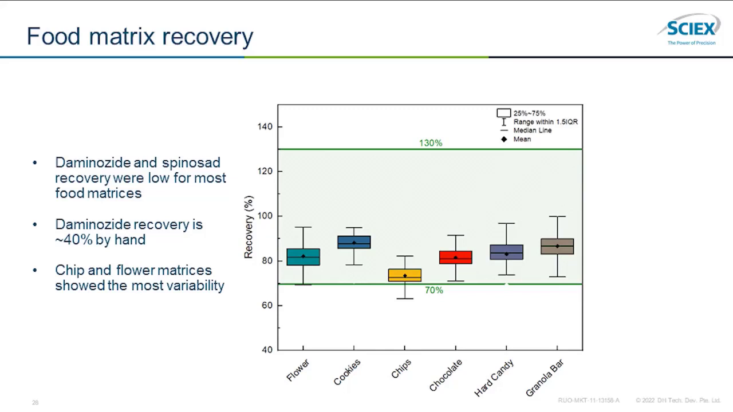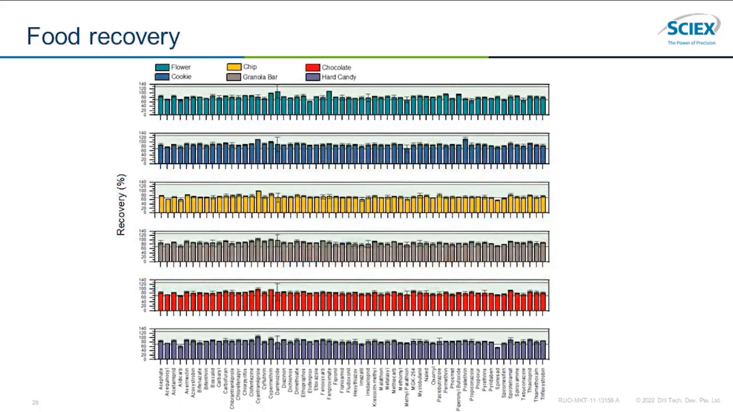Daminozide recovery was about 40% by hand, so it's actually better using the CEM Edge. Daminozide can be a really challenging compound when you're doing any sort of sample prep, just because it is so polar. And you can see that here, if you take a look at daminozide in the middle, you see a little bit more of that variability.